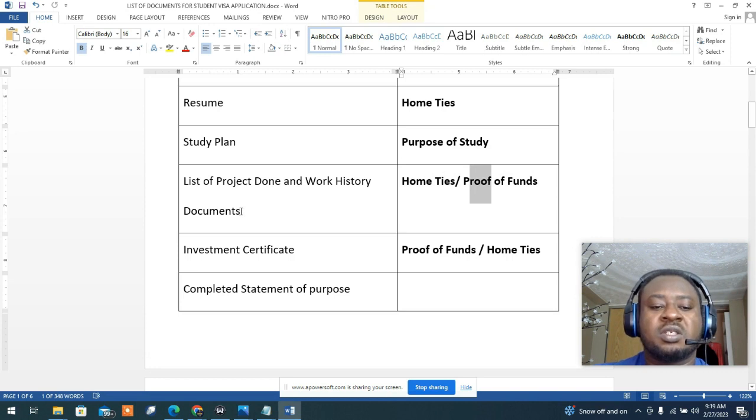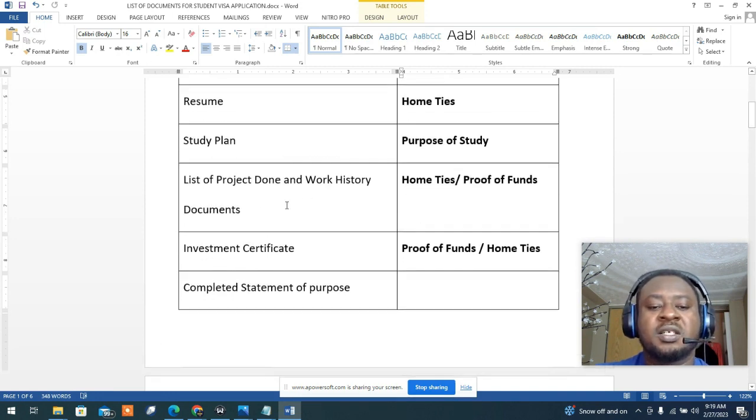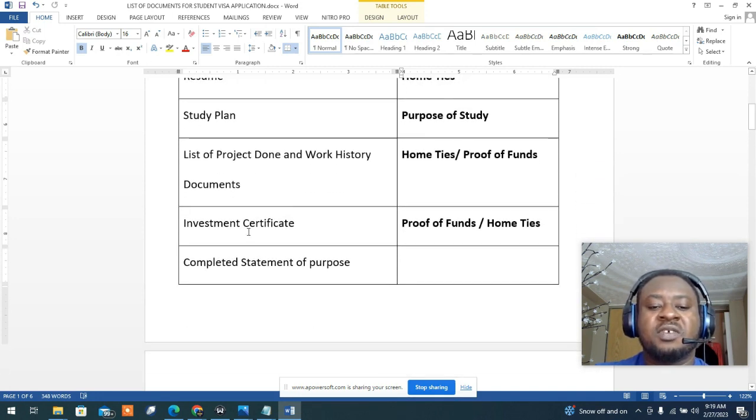Probably there are some contracts that have outstanding bills, outstanding payments to be made by the client. So it can also serve as proof of funds that you are expecting more money from this project. Then we talk about the investment certificate.